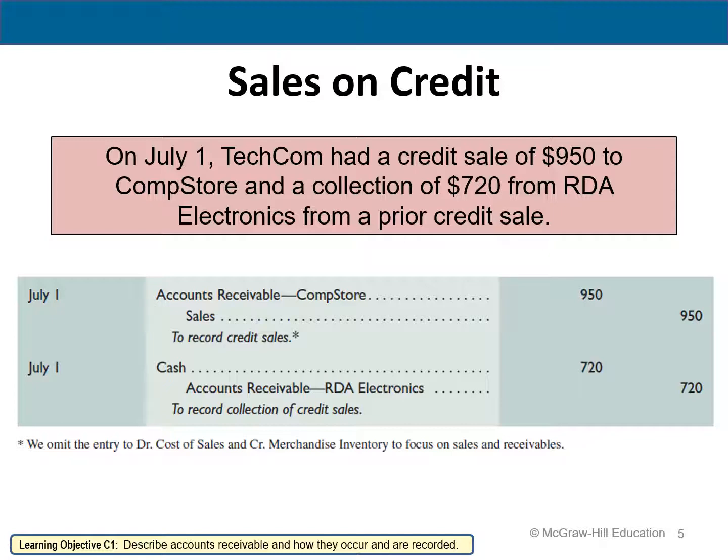Okay. So the July 1st sale to CompStore, we're going to debit accounts receivable and credit sales. And then the cash that we collect from RDA on July 1st, we're going to increase cash with a debit of $720, and we're going to reduce RDA Electronics accounts receivable with a credit of $720. Now, typically if you're making credit sales and you're selling merchandise, there's two entries that have to be made. You have to record your revenue and you have to record your cost. We're just forgetting about the cost part for purposes of this illustration.